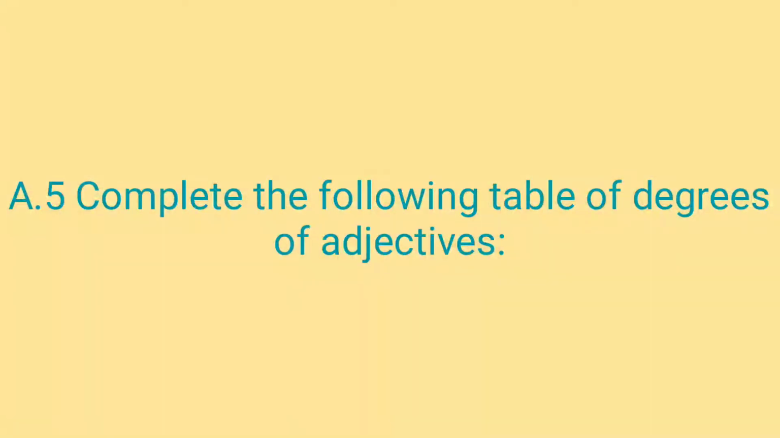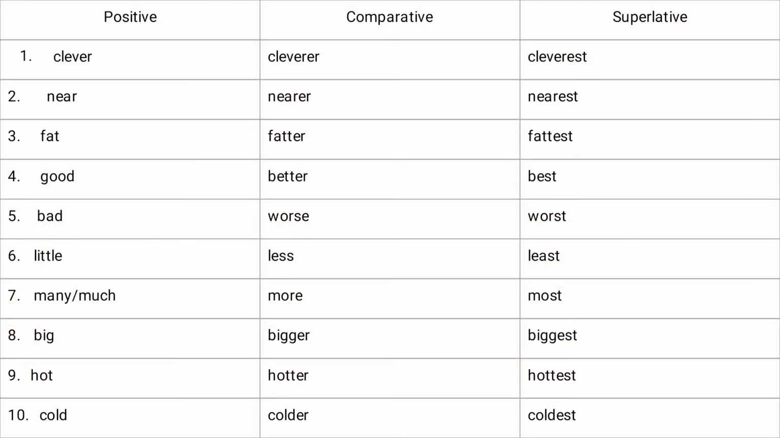So in your exercise A5, complete the following table of degrees of adjectives, ठीक है। So here you can see there are 3, हमने लिख दिया है positive, comparative और superlative degree, ठीक है। So first is clever, cleverer, cleverest. Second is near, nearer, nearest. Fat, fatter, fattest. Good, better, best. Bad, worse, worst. Little, less, least. Many, much, दोनों के लिए more, most. Big, bigger, biggest. Hot, hotter, hottest.